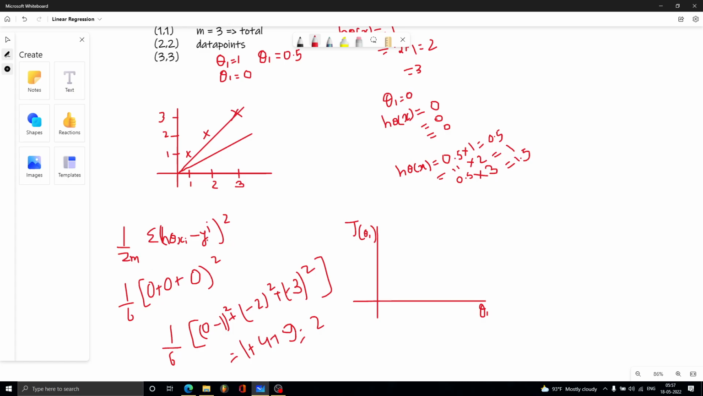Basically I'm not going to go into that much detail, but when we plot these values, J theta, all the values that come with respect to theta 1, we are going to get a graph something like this.